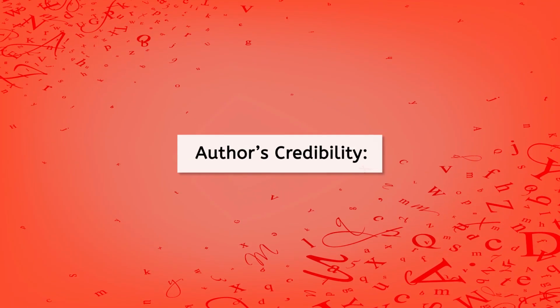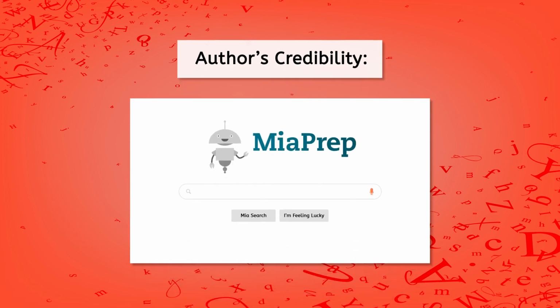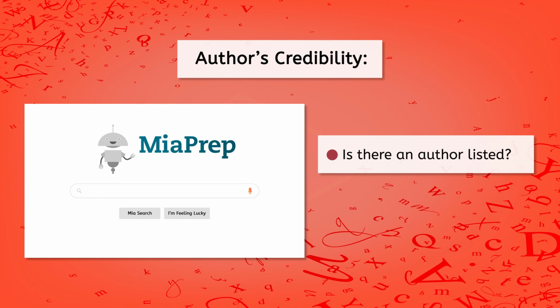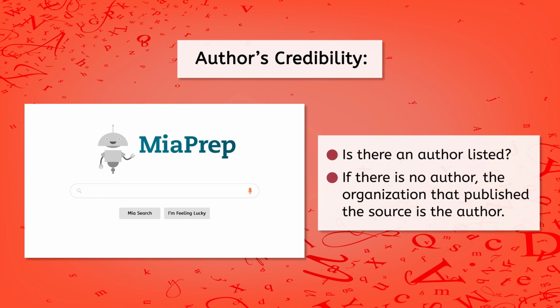Let's start with the credibility of the author. This may require you to do a tiny bit of research into the author using a search engine. Here are some factors to consider. First of all, is there an author listed? If there is no author, you can assume the author is the organization that published the source. If that's the case for any of your sources, treat the organization just like a human author when you ask yourself these questions.